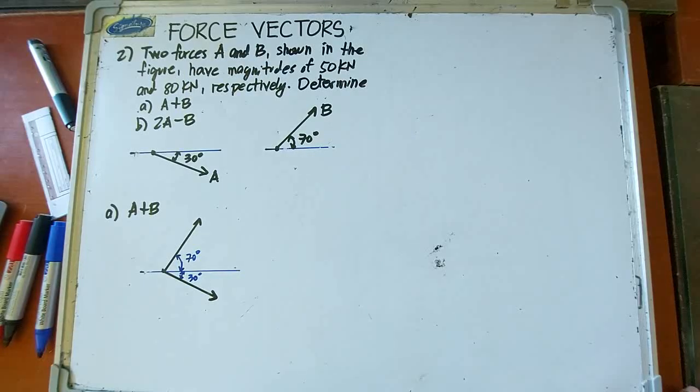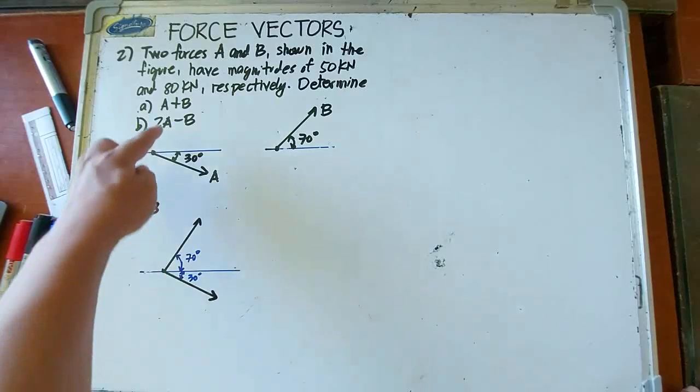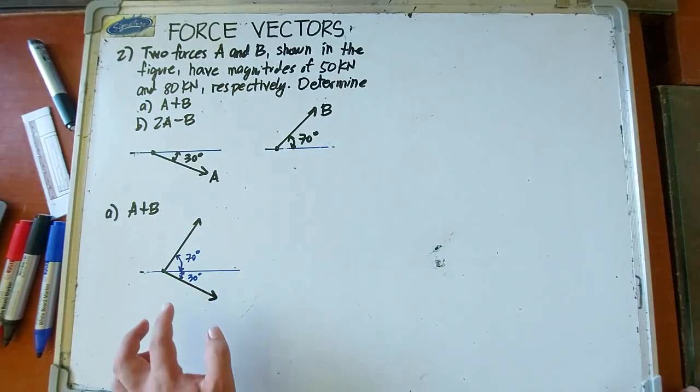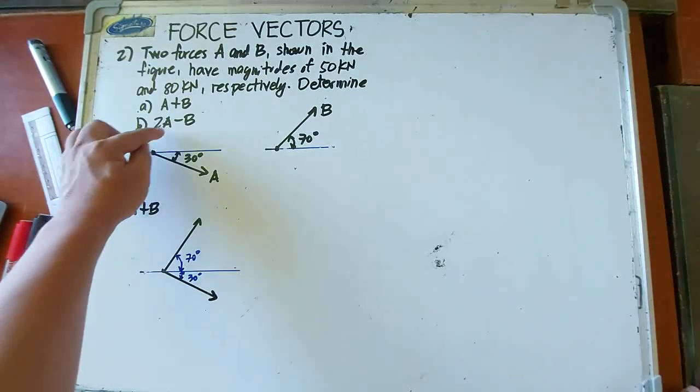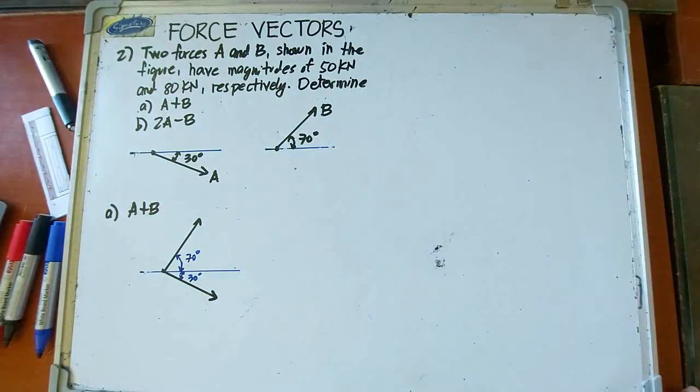Determine, letter A, A plus B. So the resultant of A and B. Again, when we say vector addition, let's say A and B, you do not literally add the 50 and 80. That means we are going to solve for the resultant of the two vectors or two forces. So how do you solve that? Let's start with letter A, A plus B, the resultant of forces A and B.